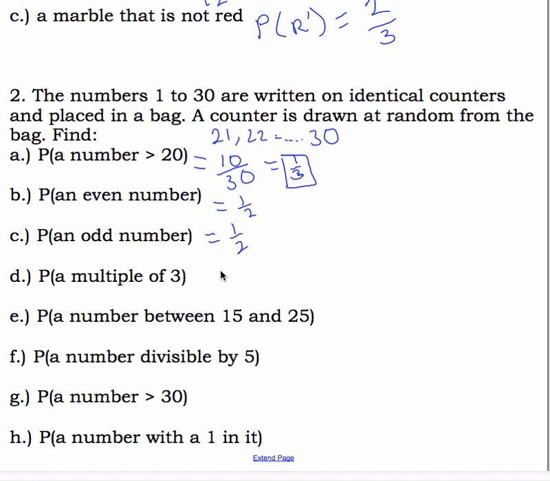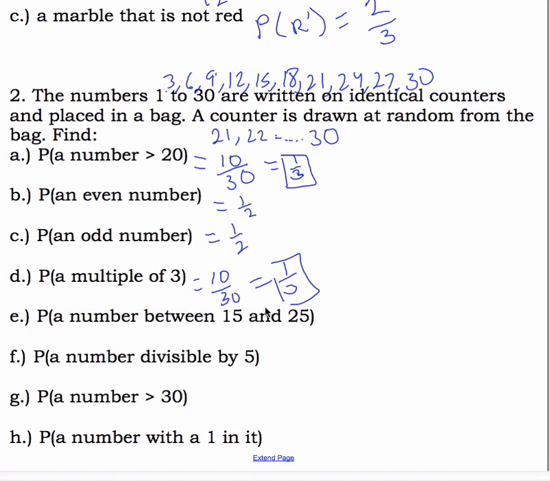Probability of a multiple of 3. Well, the multiples of 3, we have 3, and then we have 6, and then we have 9. I think there's going to be about 10 of them. Let's just double check. 12, 15, 18, 21, 24, 27, 30. 1, 2, 3, 4, 5, 6, 7, 8, 9, 10. So there's 10 of them. So it's 10 out of 30, which is 1/3.